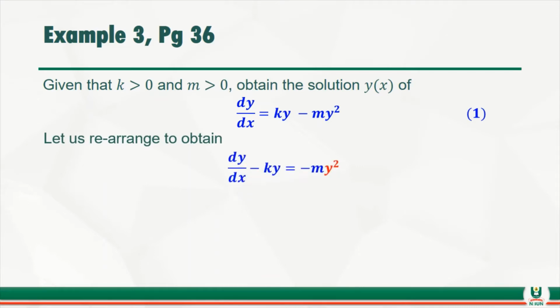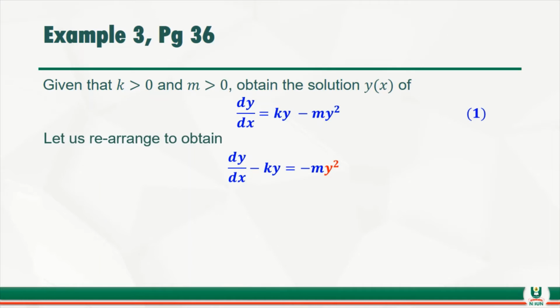When we rearrange the problem, you now see that it looks more or less like a linear equation, but there is a problem on the right-hand side, where we have minus my squared. In this case, we have the dependent variable raised to power n, and here n is 2. That means the problem we are dealing with is a typical Bernoulli equation. So how do we solve a Bernoulli equation?